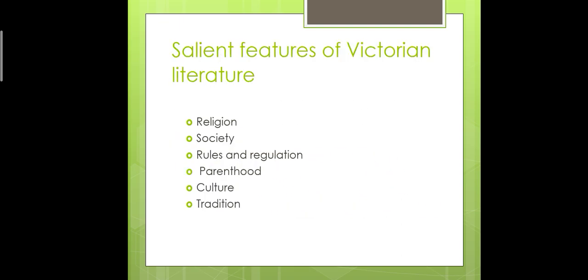So before we proceed, let us have a view on the salient features of Victorian literature. If we sum up Victorian age, we see that they paid too much emphasis on culture, society, parenthood, religion, rules and regulation, and most importantly, tradition. But as soon as Queen Victoria dies, people show the signs of revolt against the so-called Victorian tradition. So modern literature is experimental. The writers experimented with form and expression.